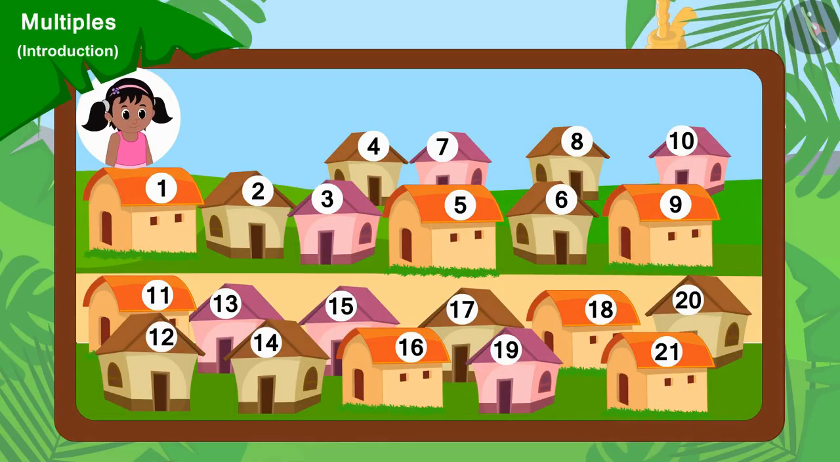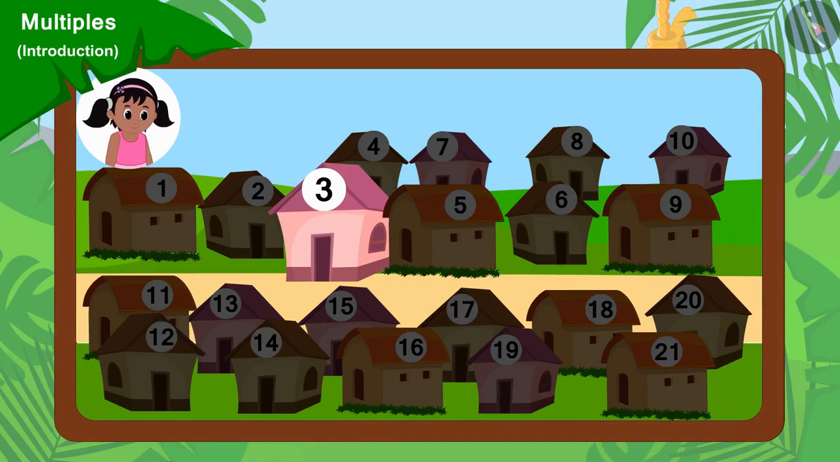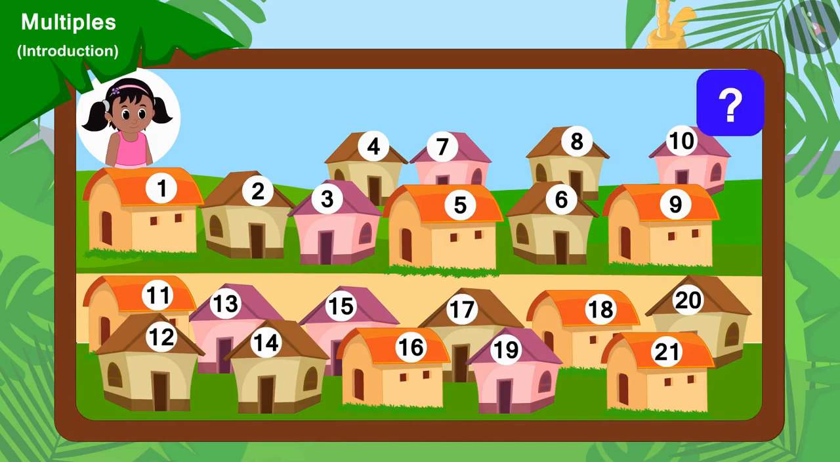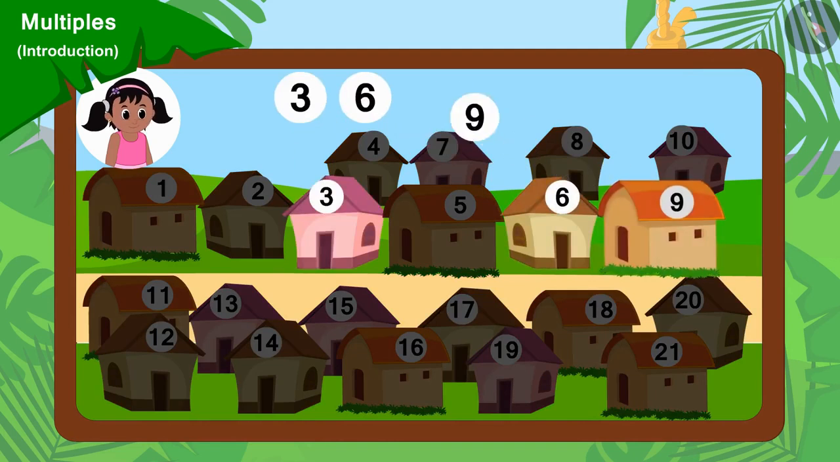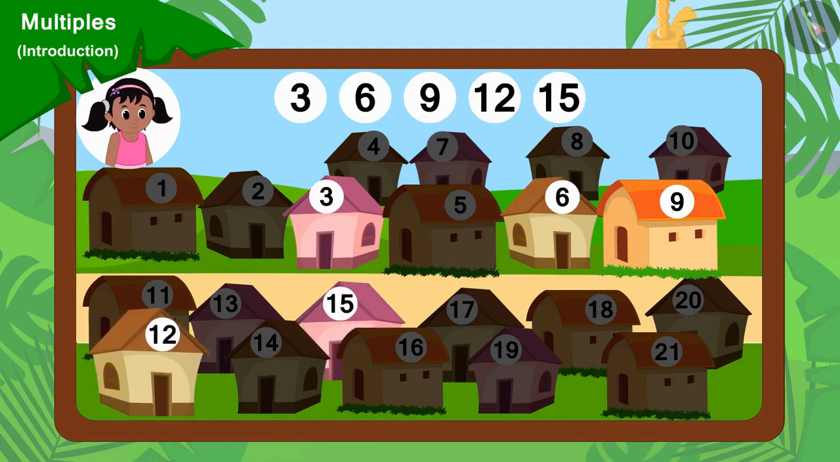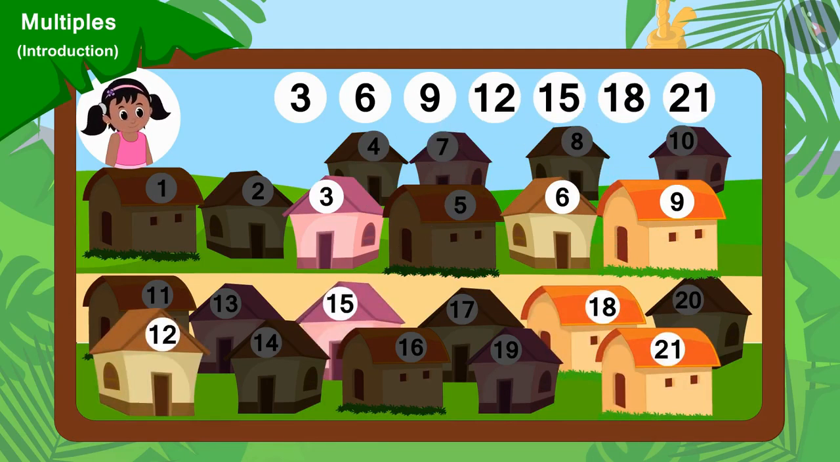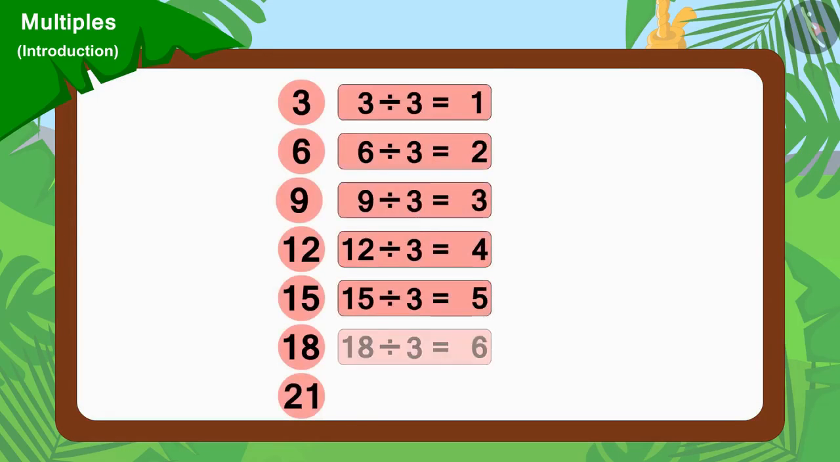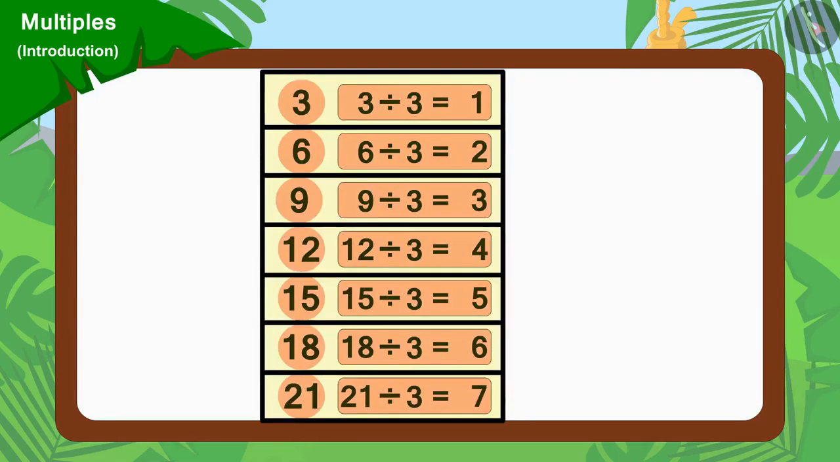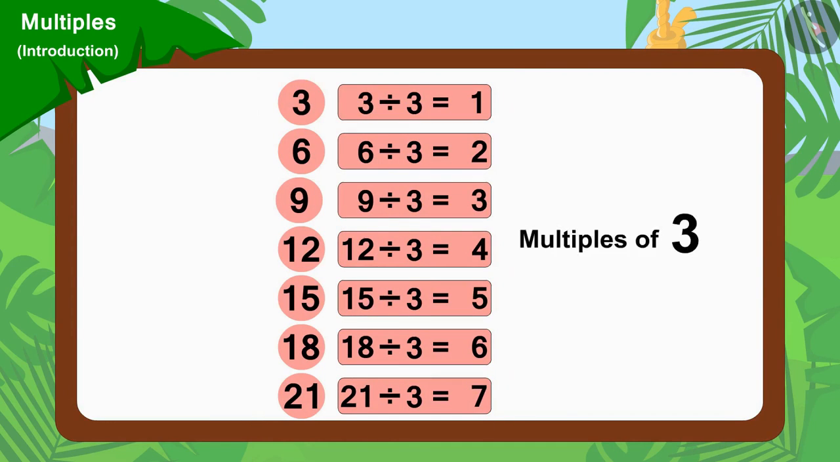Pinky will go to collect donations from every third house. Can you tell which houses will Pinky go to collect donations from? Yes! Pinky will go to collect donations from houses 3, 6, 9, 12, 15, 18 and 21. Because all these numbers can be divided by 3. These numbers are multiples of 3.